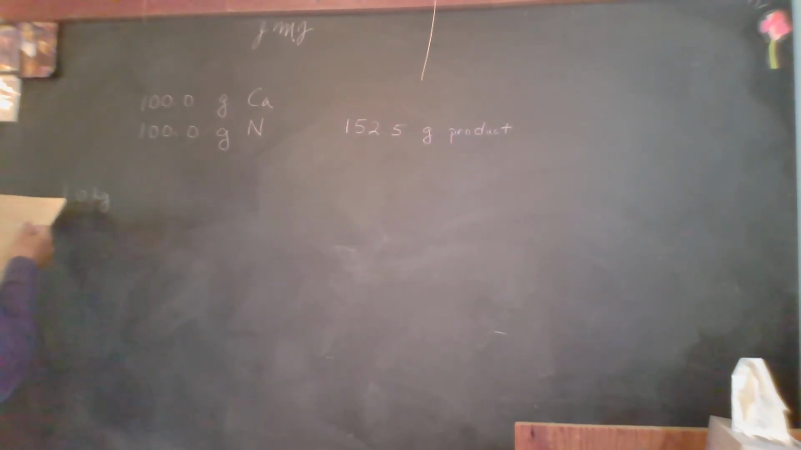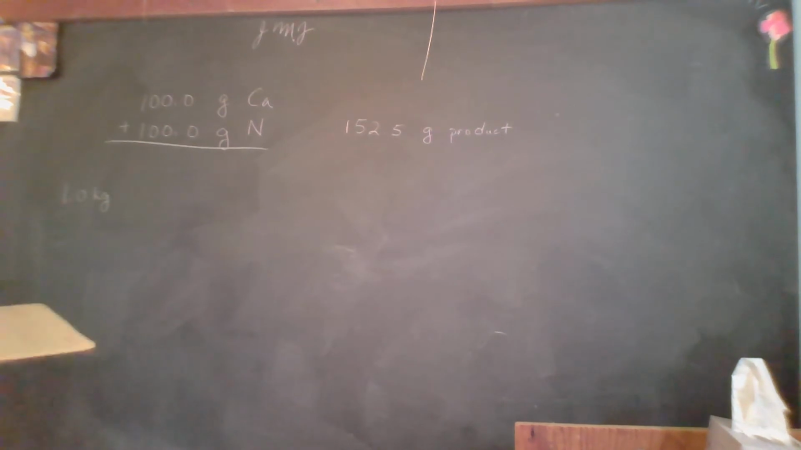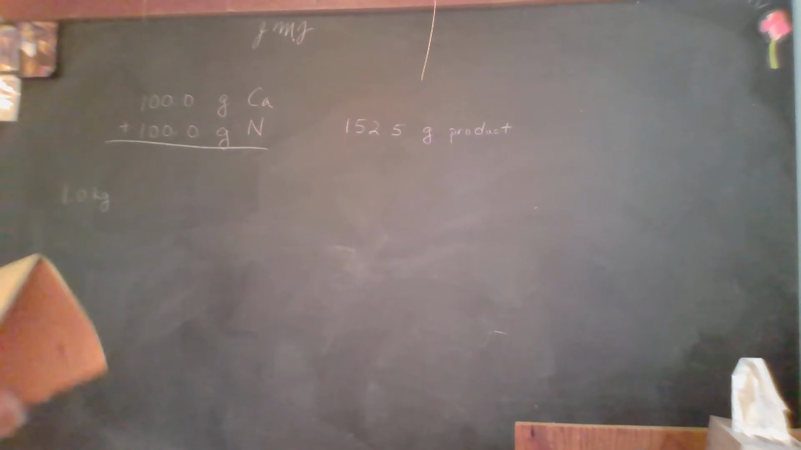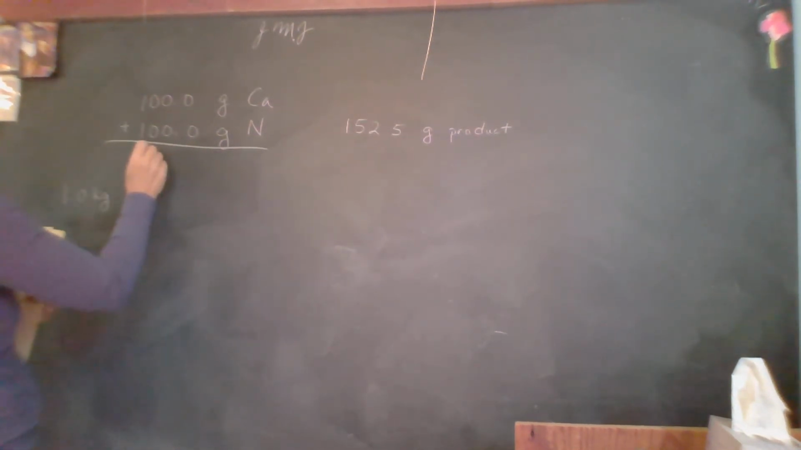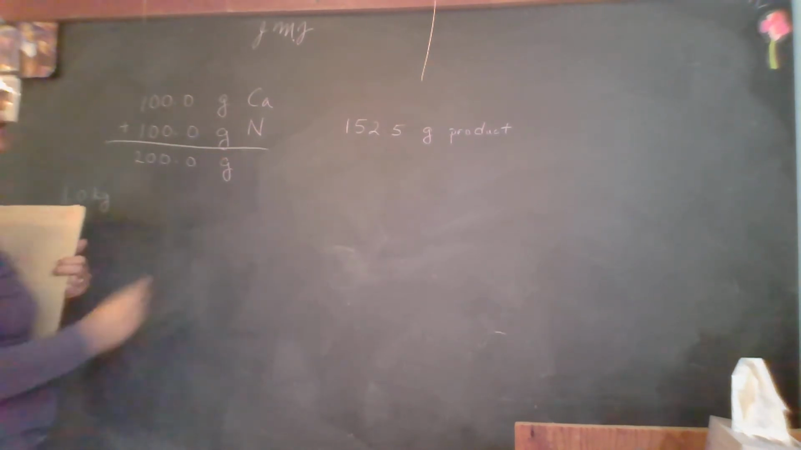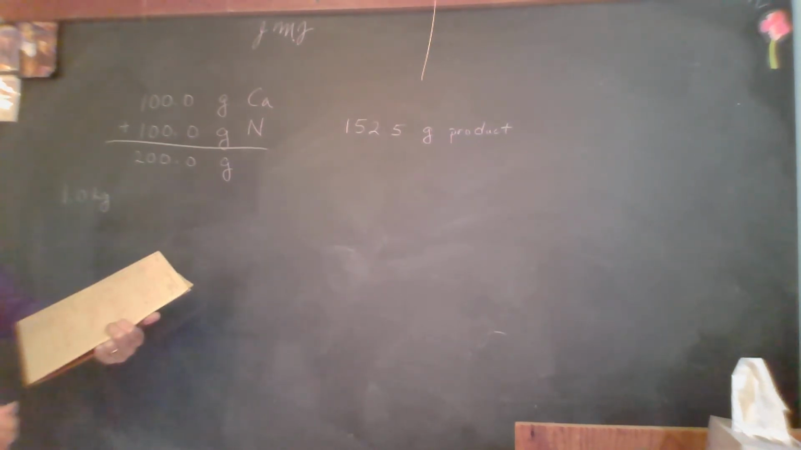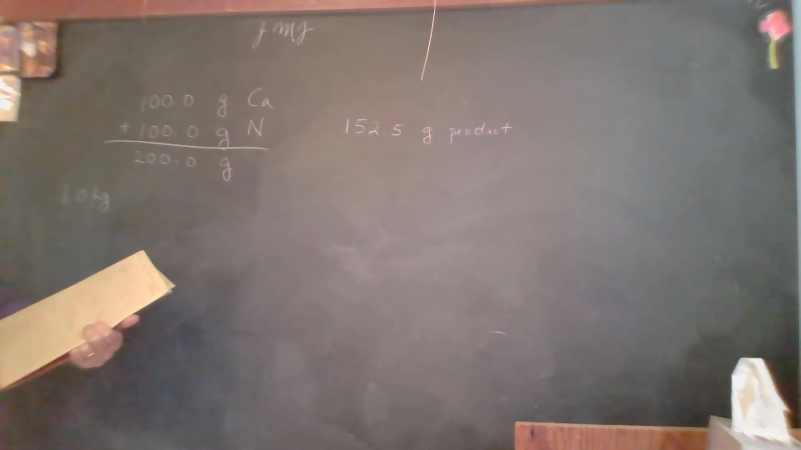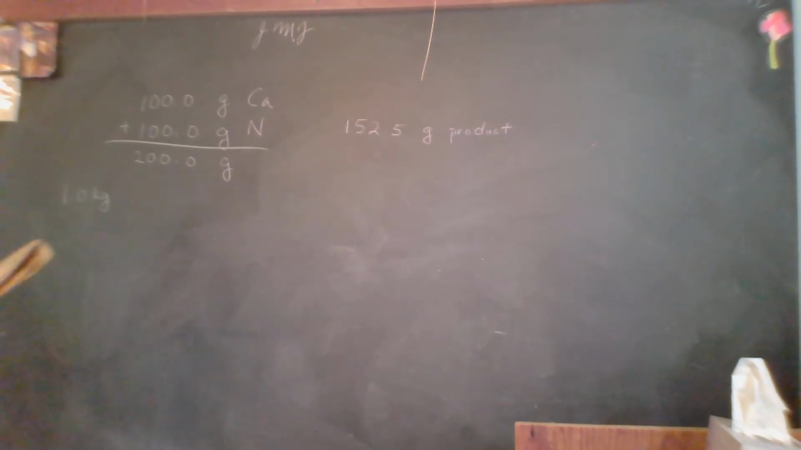All right, so how much is used altogether in our ingredients, as it were? 200 grams are added in total. We get 152.5 grams of actual product, right? So how much is left over? All of the calcium is used, right? So there's only nitrogen left over.